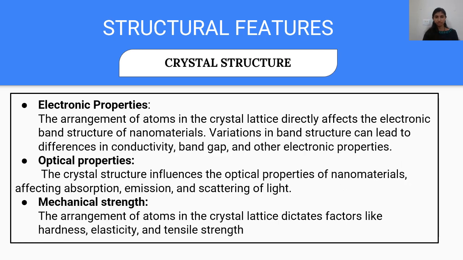To begin with, we talk about the electronic properties. The arrangement of atoms in the crystal lattice directly affects the electronic band structure of nanomaterials. Variations in this band structure can lead to differences in conductivity, band gap, and other electronic properties. For example, semiconductor nanoparticles with different crystal structures may exhibit distinct electronic behavior.